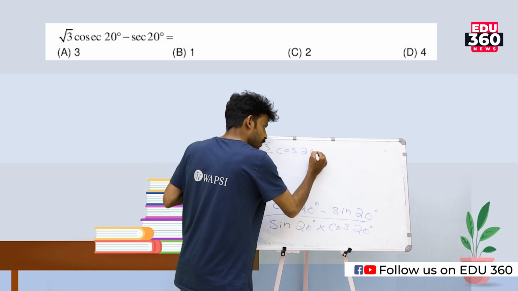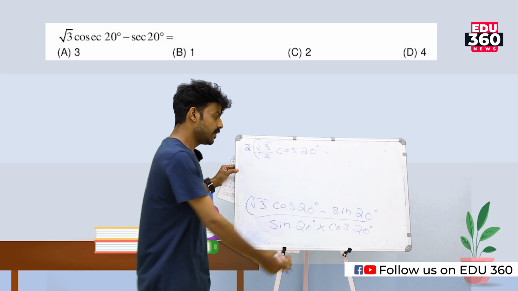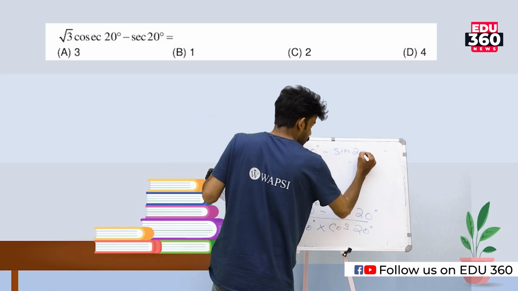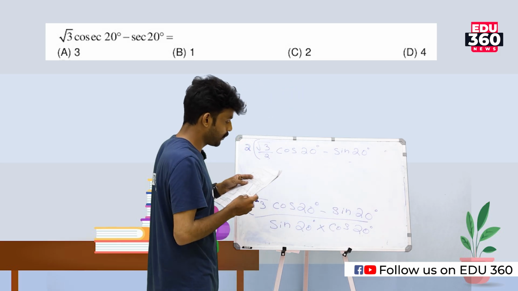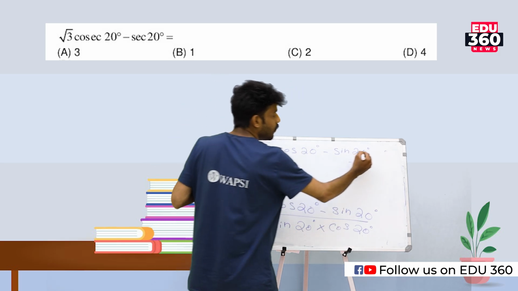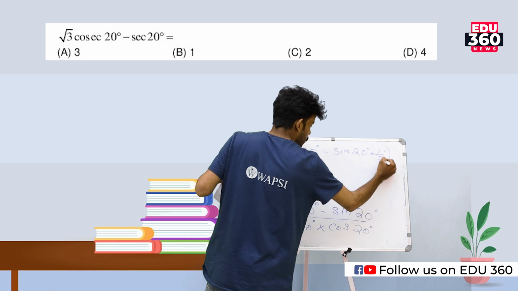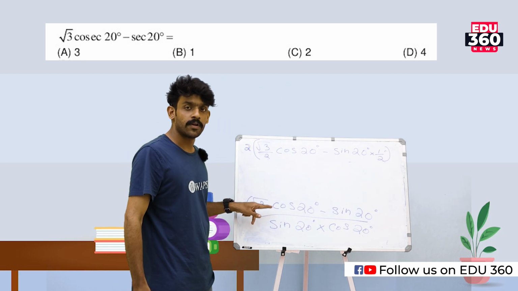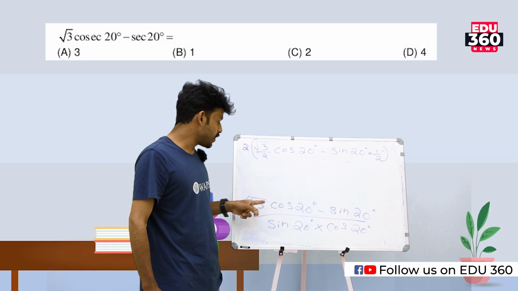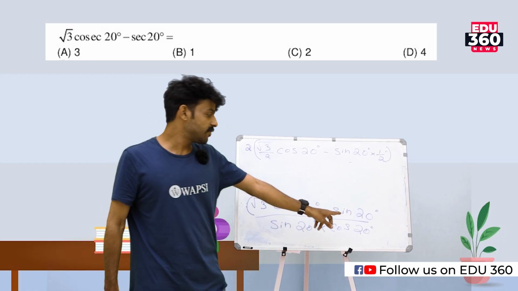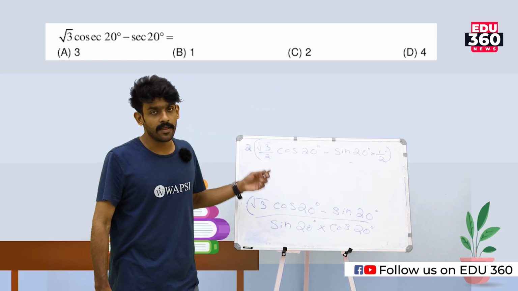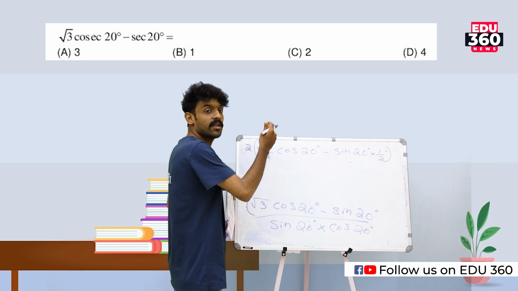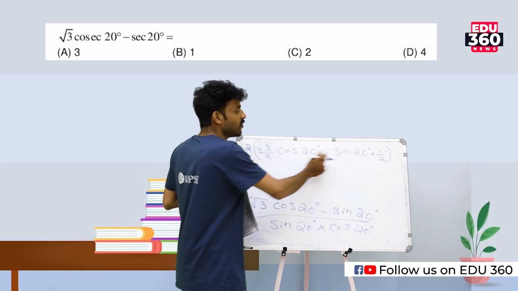cos 20 degree minus sine 20 degree, into 1 by 2. So I already said that for the numerator, root 3 cos 20 degree minus sine 20 degree, I'm going to multiply and divide the numerator by 2. Here it is going to multiply by 2, and here we are going to divide by 2.